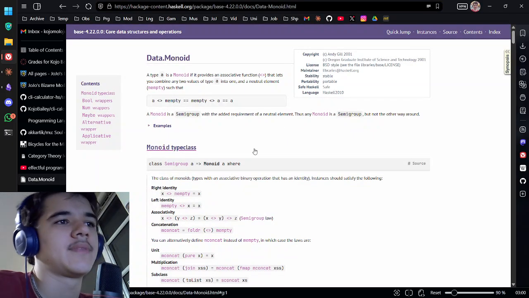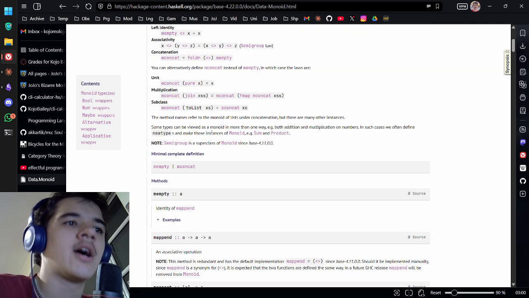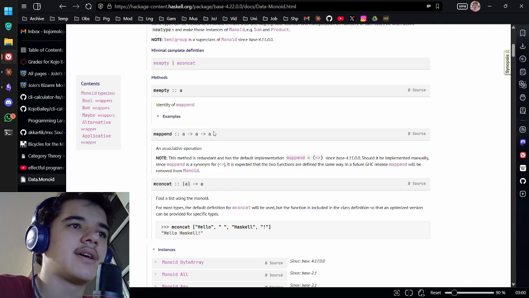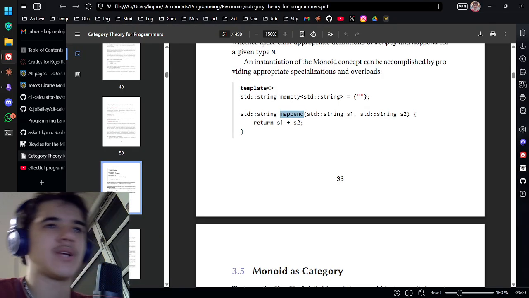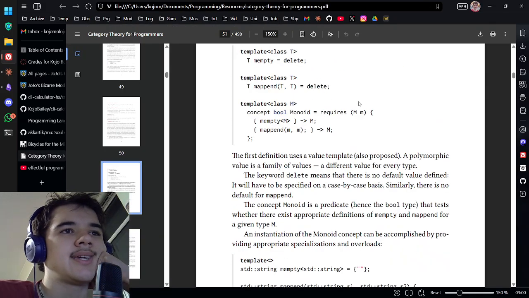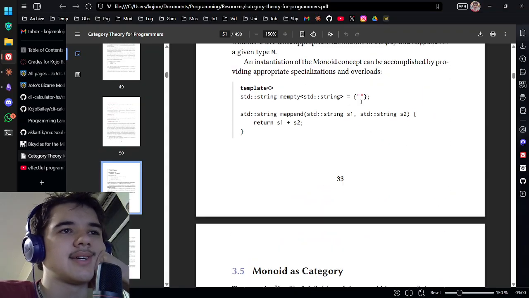Data.Monoid. Concat. Oh, that's different. mappend is different. mappend takes an a and an a, which returns an a. Concat is different. That's for joining. Does it say here? Is there a concat? No, there isn't a concat. Okay.